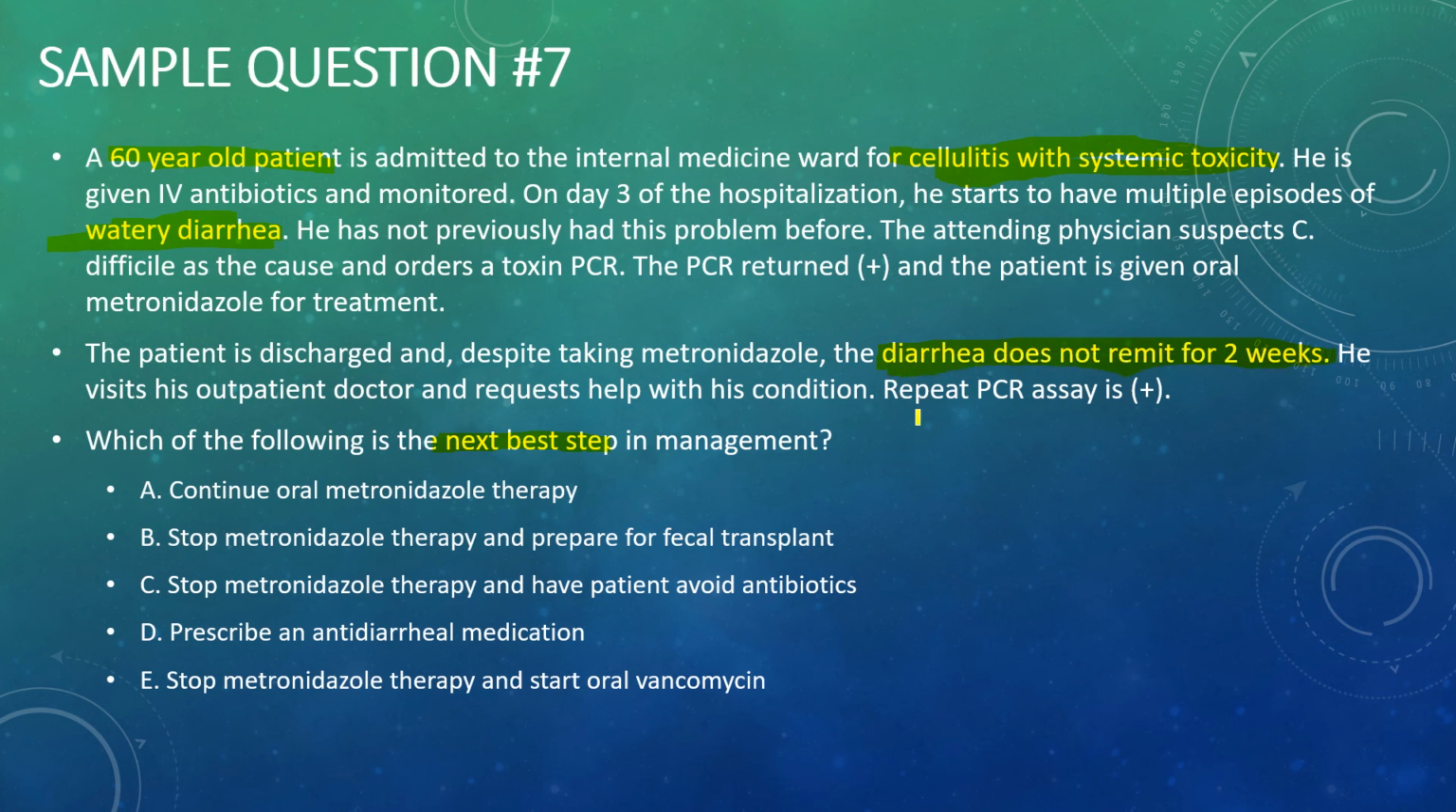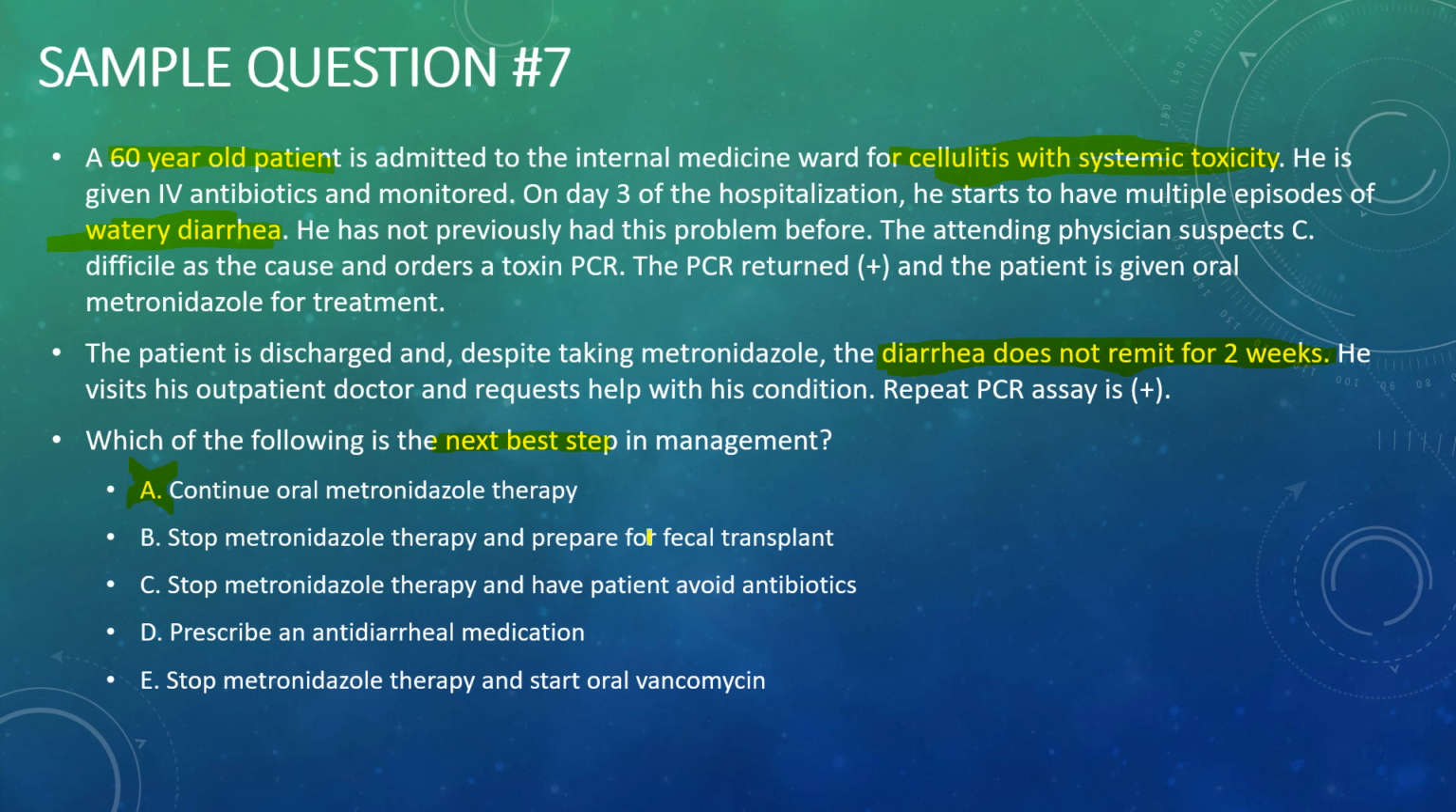He visits his doctor and wants help, and the PCR is still positive. So would we want to repeat metronidazole here? No, definitely not. Metronidazole did not work. But a key thing to remember, though, is that if the diarrhea resolves and they get C. diff again, you can give oral metronidazole the second time. But if it never resolves, you want to give something else other than metronidazole because metronidazole obviously didn't work.